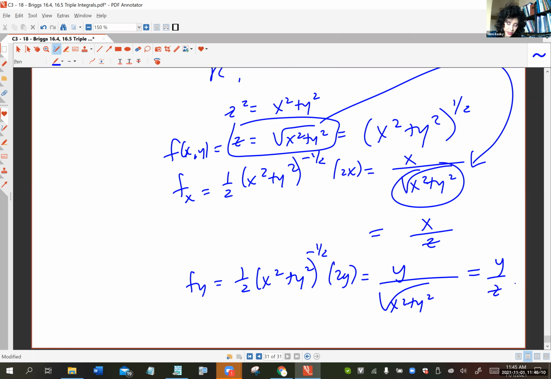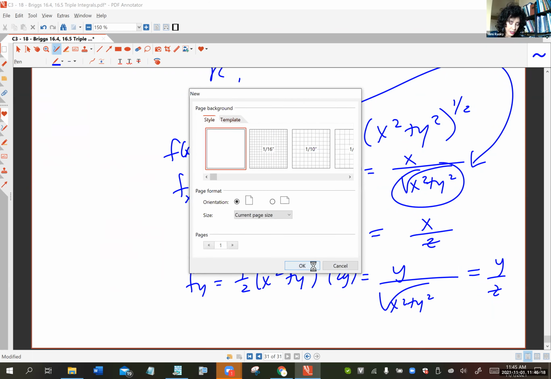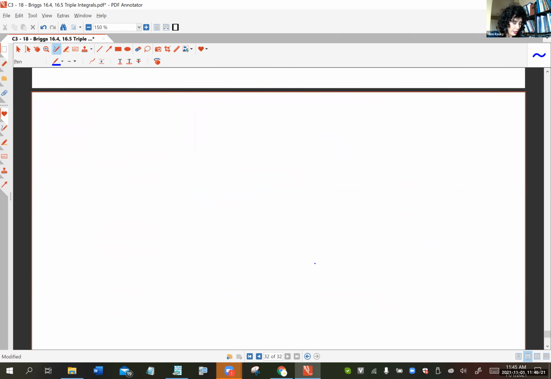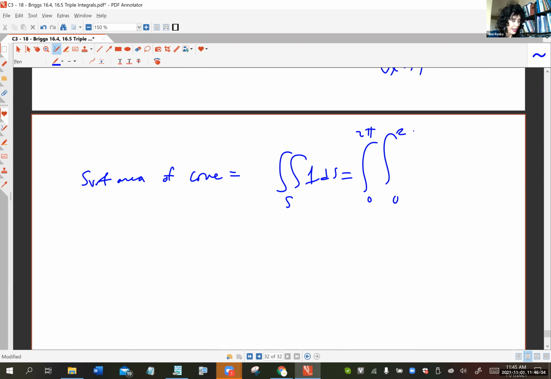And I'm going to do a similar thing with the partial with respect to y. The denominator is square root of x squared plus y squared, which is z. So now my surface area of the cone, and this isn't even the average value I'm doing yet, is going to be the integral from 0 to 2 pi, 0 to 2. And I'm sort of kind of converting to polar at the same time. I'm not. So you're going to have 1 plus x over z squared plus y over z squared, like so, dA.